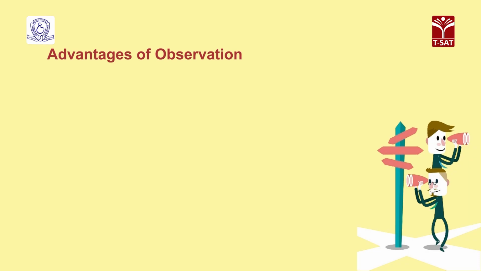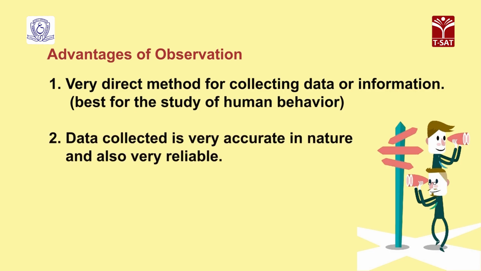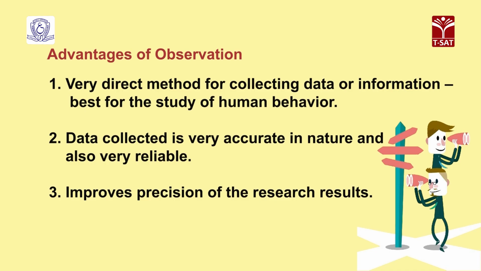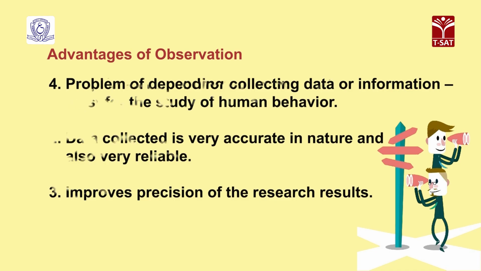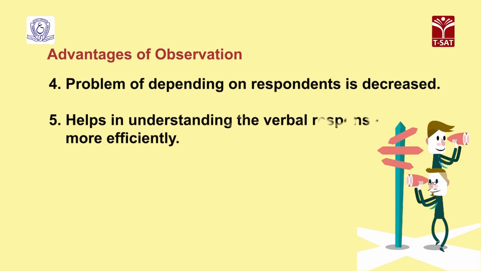Now, what are the various advantages and disadvantages of observation? Now, the advantages of observation. Observation is a very direct method for collecting data or information, and it is best for the study of human behavior. Second advantage is that the data collected is very accurate in nature and also very reliable. Third, it improves precision of the research results. Fourth, the problem of depending on respondents is decreased. Fifth, observation helps in understanding the verbal response more efficiently.